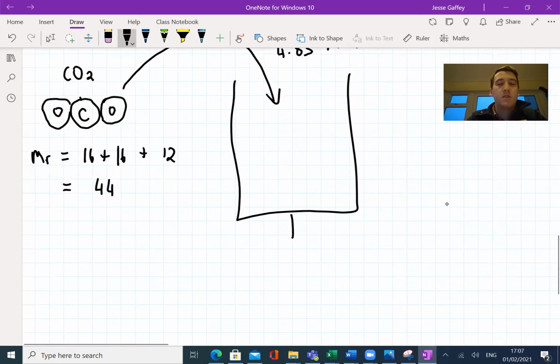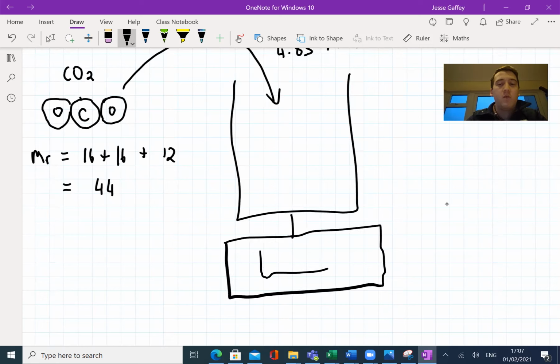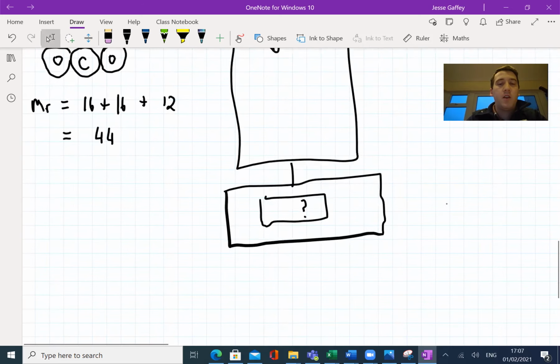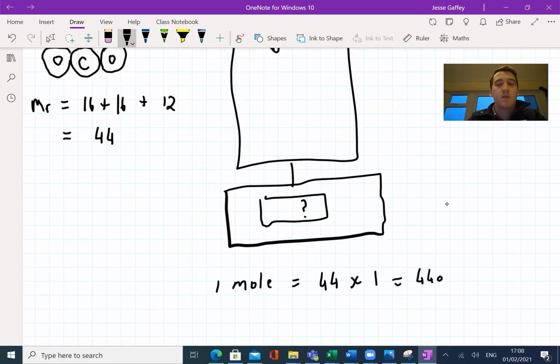My mass, what will my mass be? What will it read here? Well, I'm not sure yet. I know that 1 mole equals 44 grams. So I take my MR, which is 44, multiply it by the number of moles, which was 1. That gives me 44 grams.